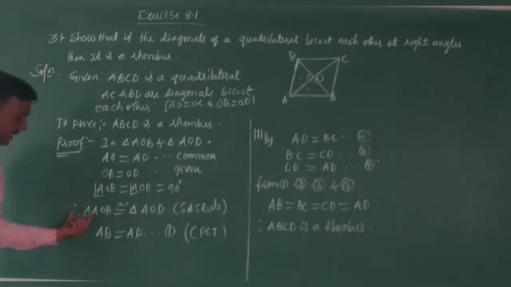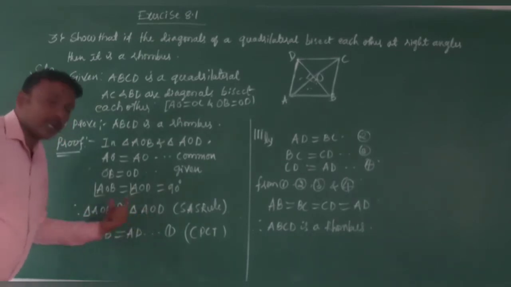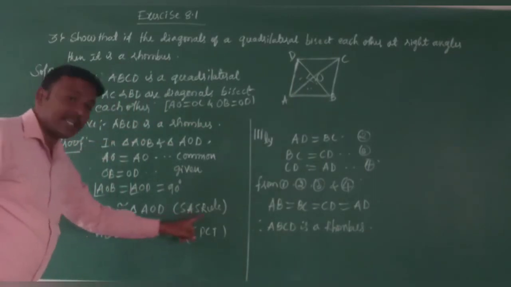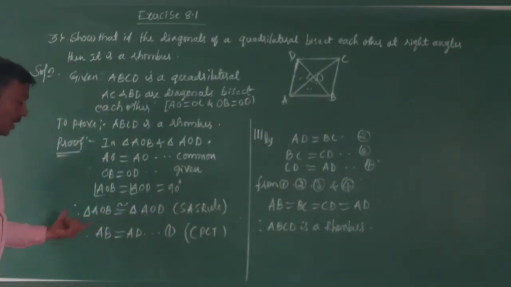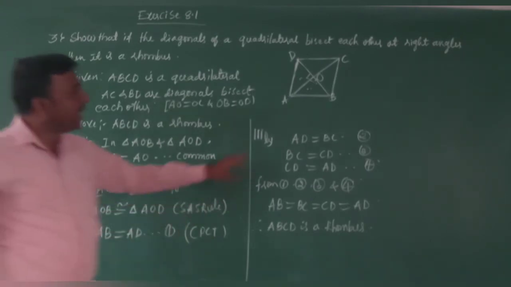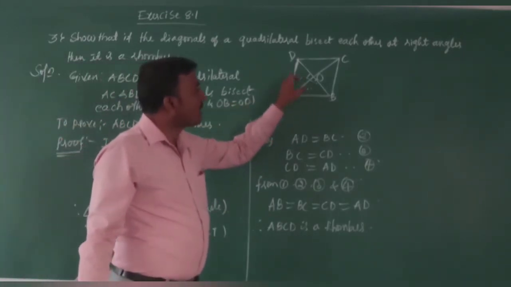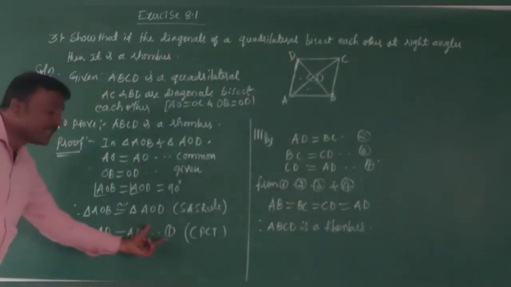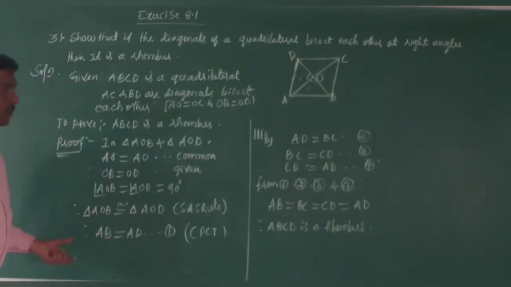So by seeing these three conditions, triangle AOB is congruent to triangle AOD. These two triangles are congruent to each other by the SAS congruence rule. If these two are congruent, AB is equal to AD, as AB and AD are corresponding sides. AB is equal to AD. Call this equation 1.